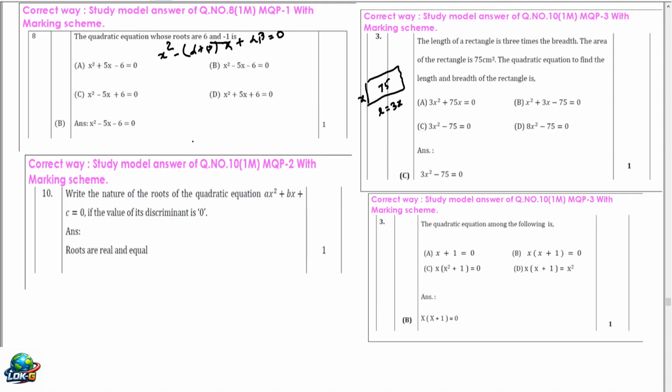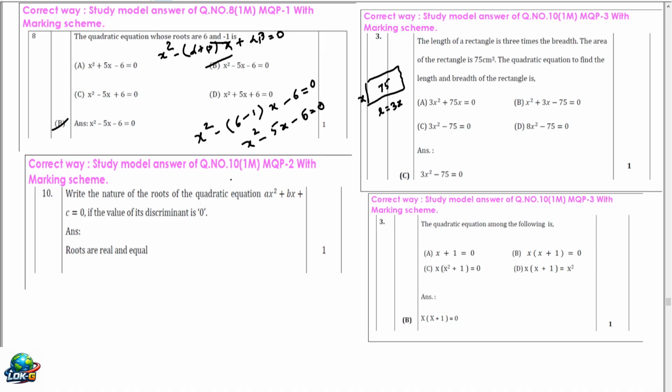What is alpha and beta now? x square minus alpha, that is 6 minus 1, x. Alpha into beta is minus 6, because 6 into minus 1 is minus 6, equal to 0. You get x square minus 5x minus 6 is equal to 0 will be the answer. Therefore, B is the correct answer.